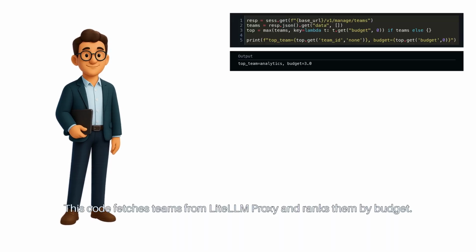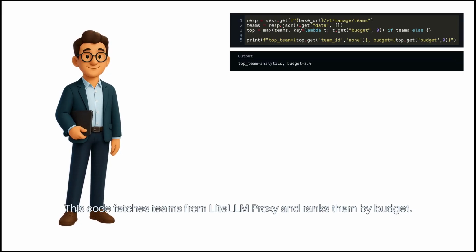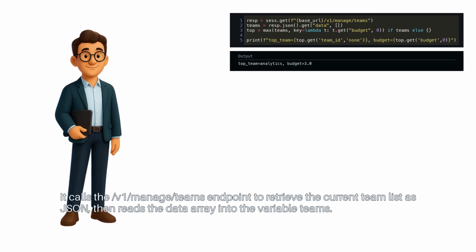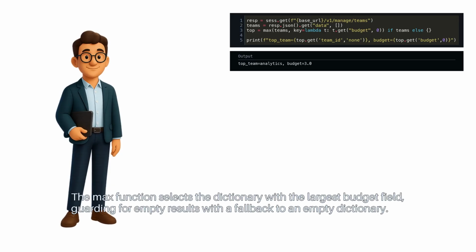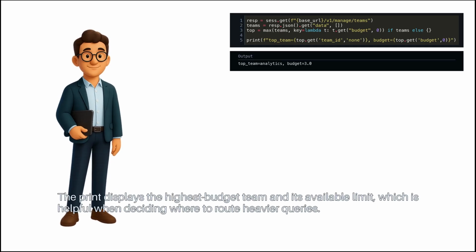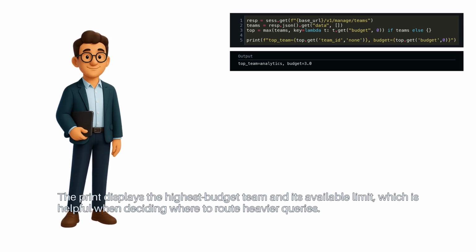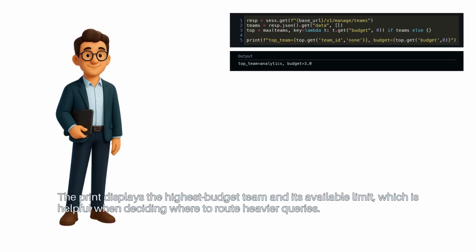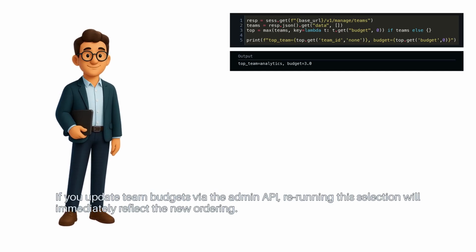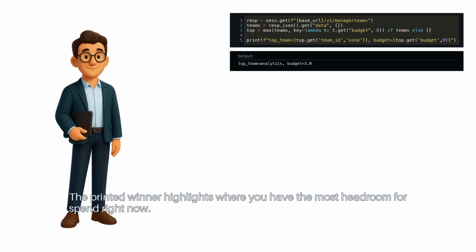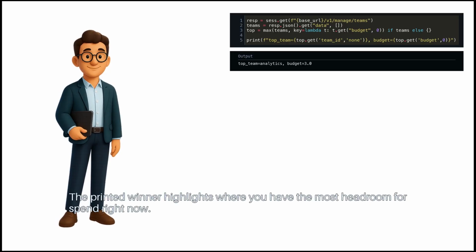This code fetches teams from LiteLLM Proxy and ranks them by budget. It calls the v1 manage teams endpoint to retrieve the current team list as JSON, then reads the data array into the variable teams. The max function selects the dictionary with the largest budget field, guarding for empty results with a fallback to an empty dictionary. The print displays the highest budget team and its available limit, which is helpful when deciding where to route heavier queries. If you update team budgets via the admin API, rerunning this selection will immediately reflect the new ordering. The printed winner highlights where you have the most headroom for spend right now.